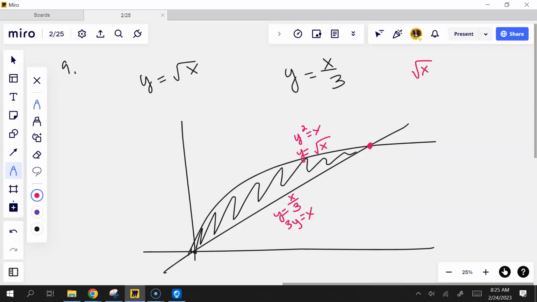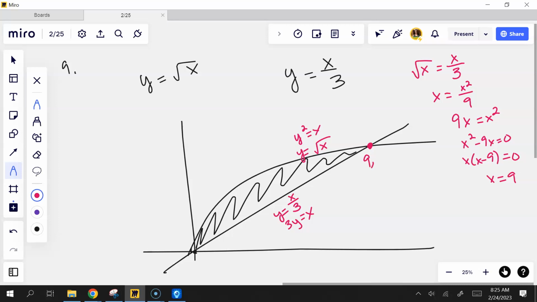So where does the square root of x equal x over 3? It should be 2 places, right? It should be 0 in one other place. So 9x equals x squared. X squared minus 9x equals 0. So x times x minus 9. That should be when x equals 9.